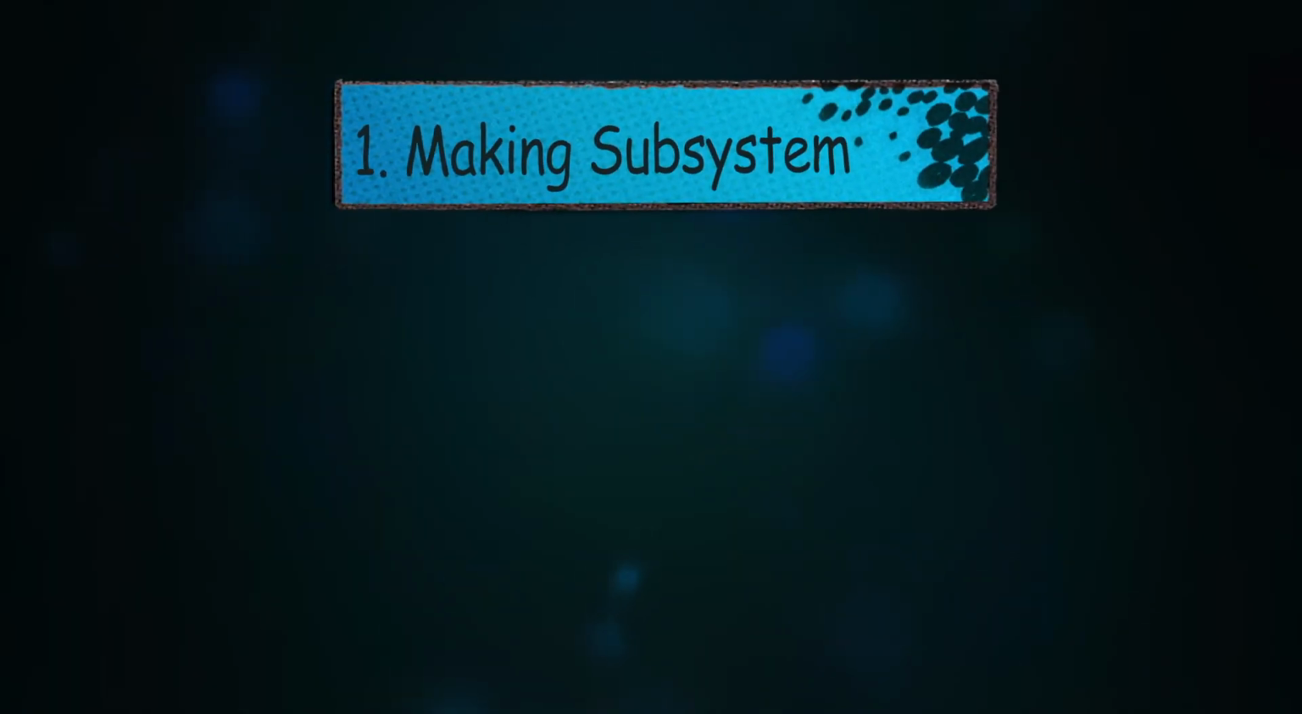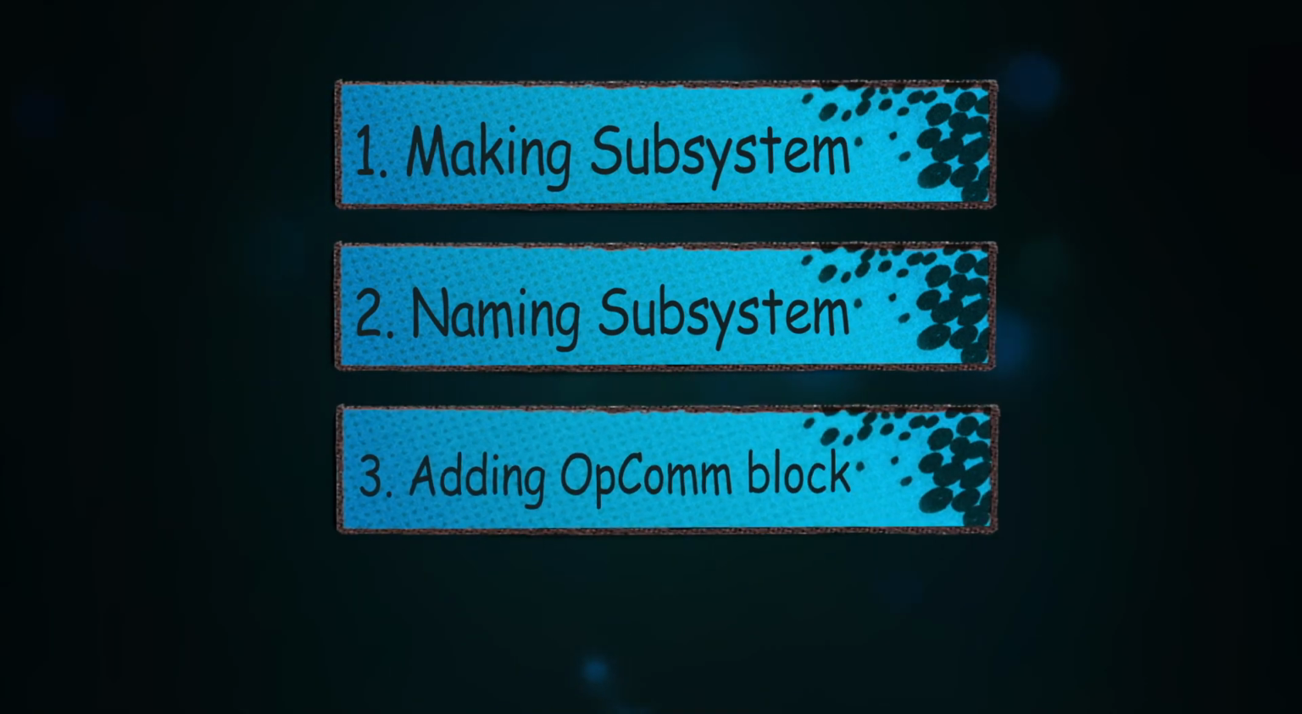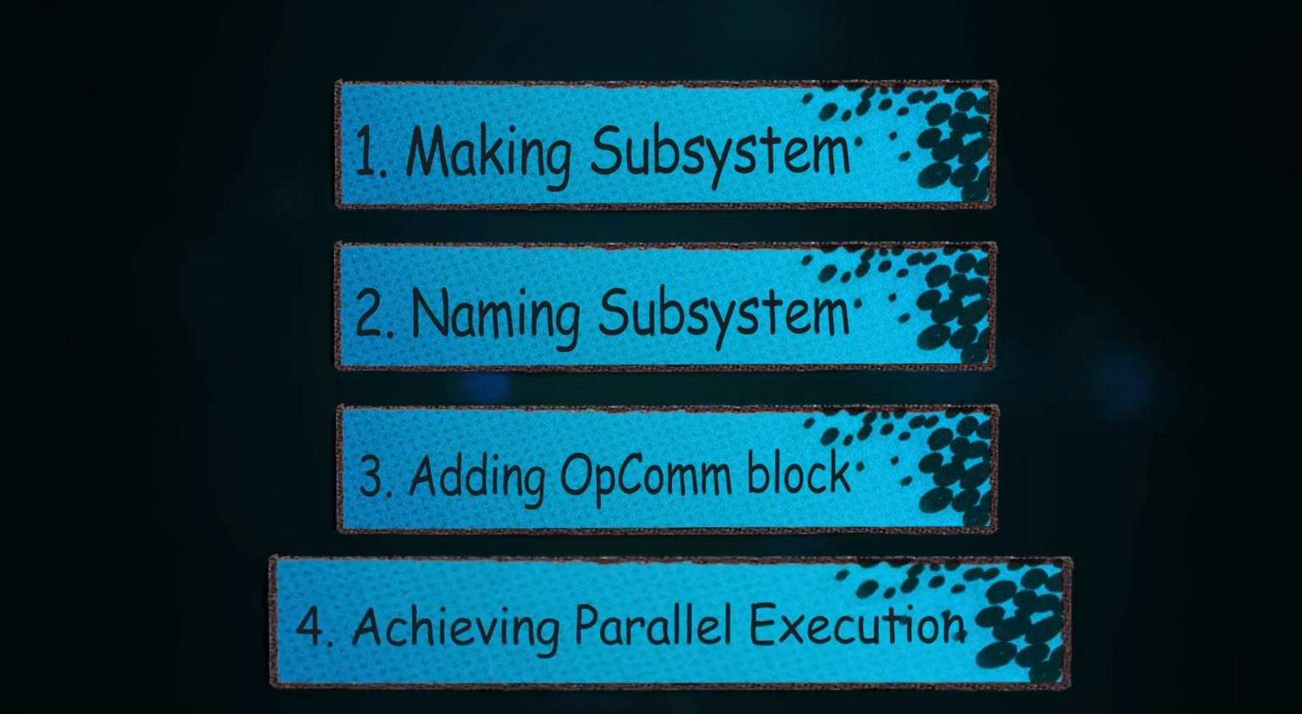So now we understood how to achieve parallel simulation while using the OpenRT platform. The next step is the configuration parameters in the MATLAB Simulink environment. But before that, I would like to remind you to please remember the outline of the slides. The first step is making the subsystem. The next is naming the subsystem, then adding OP communication blocks, then achieving parallel execution. So these are the basic building blocks, the foundation steps for achieving real-time simulation. So please remember them and then go ahead.